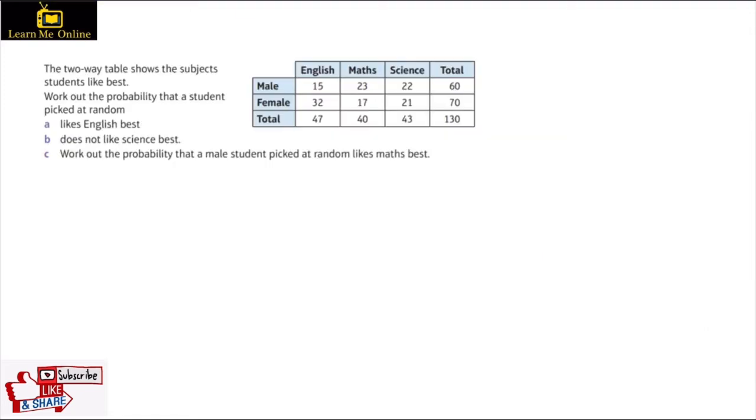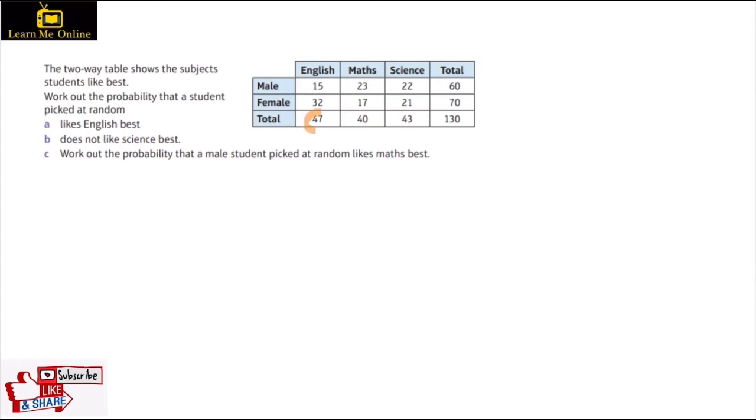So here we have got the next example now. In this two-way table, there are 3 subjects, which are English, Maths and Science. On the other side, we have got males and females. So I've got my highlighter ready and I'll be highlighting the key information. This says the two-way table shows the subject the student likes the best. Find out the probability that a student picked at random likes English best.